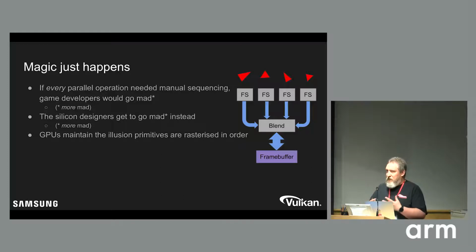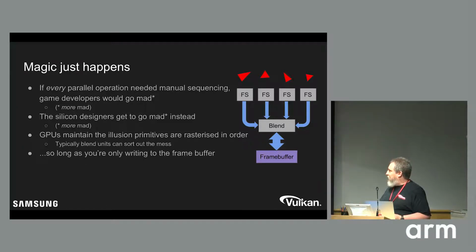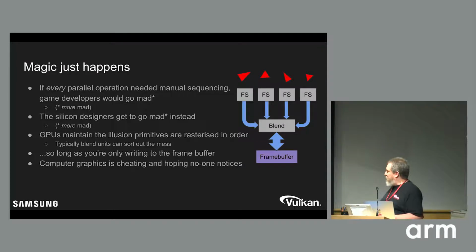So if you're just doing simple rasterization, as was taught in the early versions of the GL Redbook, then everything happens as if it was in order. And the thing that sorts out the mess is usually the blend unit, but basically some magic hardware in there will make everything work for you in the simple case. And that applies for as long as you're just writing data into the frame buffer. As with all computer graphics, you can do all kinds of cheating stuff behind the hardware in your algorithms, and as long as nobody notices, everything is fair game. Just don't get caught.